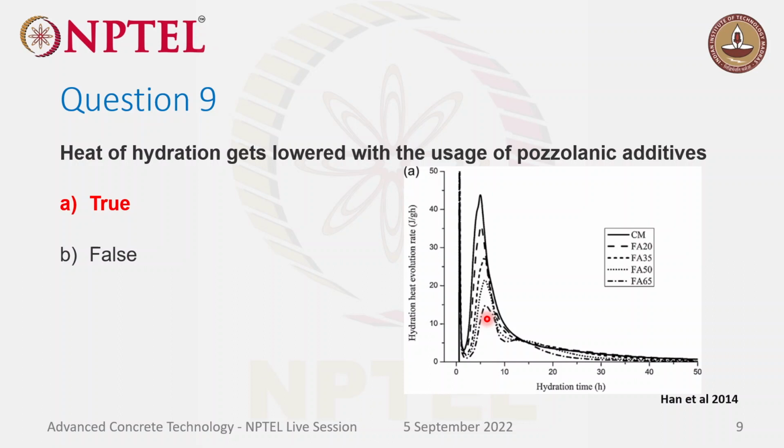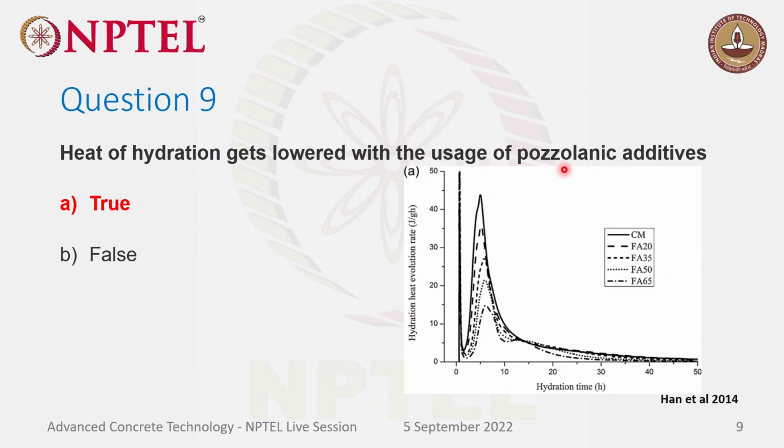Silica fume is a very fine material and it's very reactive, and it has more than 90% silica in it. So obviously you can see it's a very fine material, its fineness is very small compared to cement. So obviously the heat of hydration will increase when it comes to silica fume.